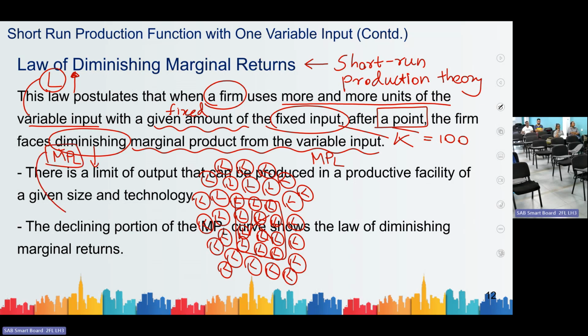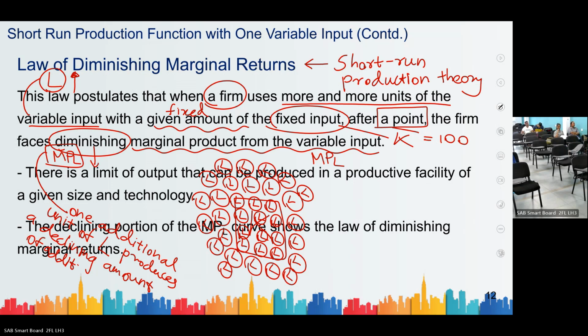That means one additional unit of labor produces a declining amount of additional output.